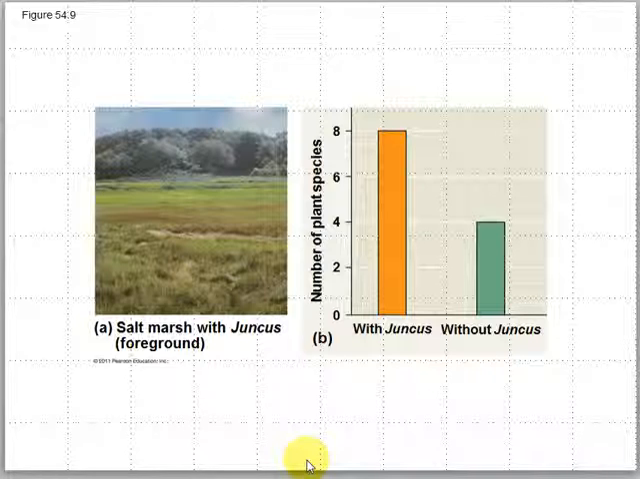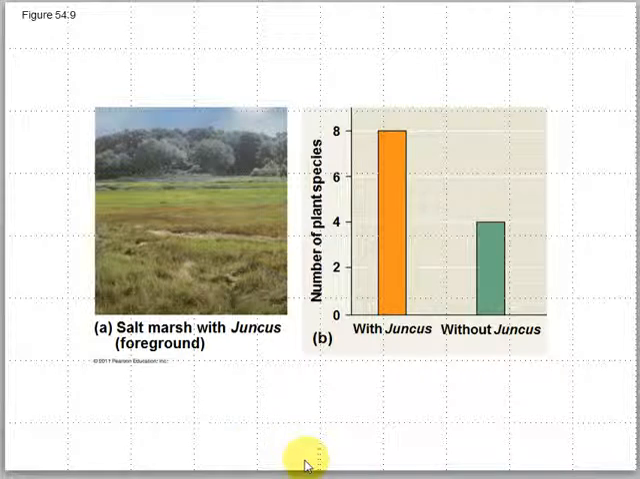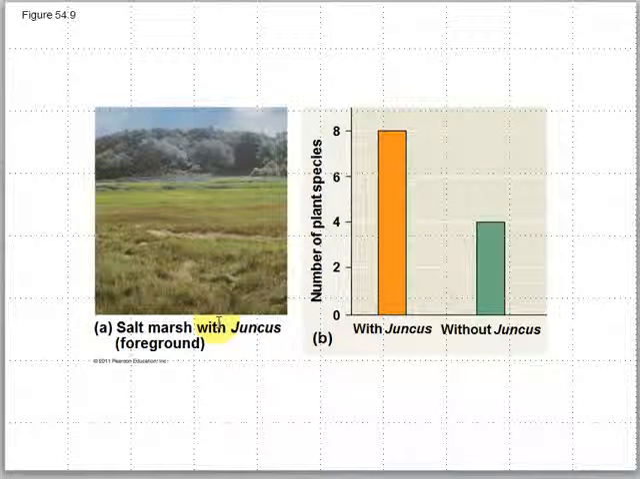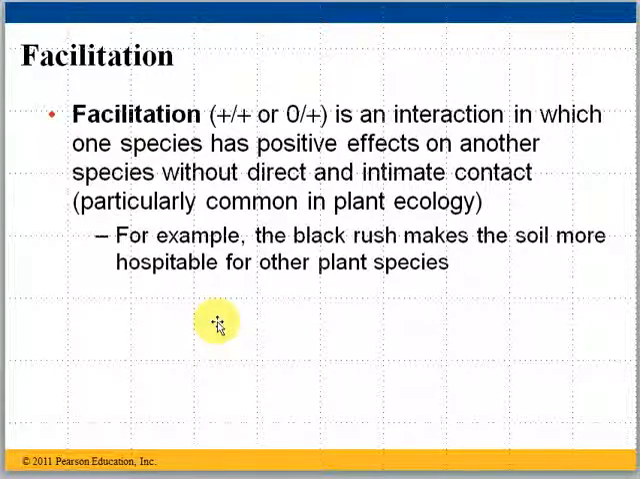So this plant is not having a direct interaction with other plants, but it's perhaps doing something to the environment that makes it more hospitable for other species. So when it's not a direct interaction, we call that facilitation. And again, usually we only really see this in plant ecology.